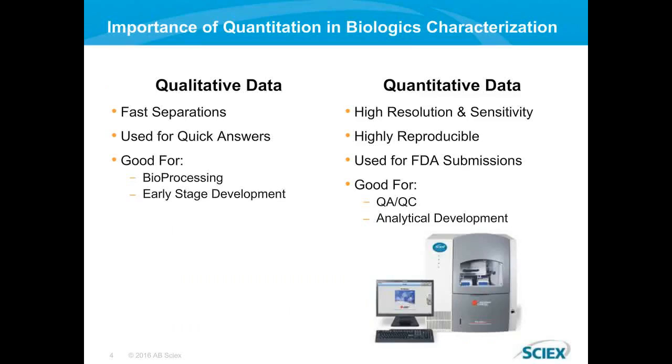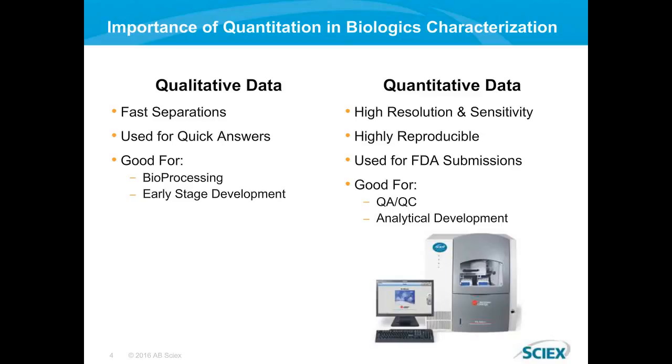So in general, we've got 2 buckets of data, qualitative and quantitative. The qualitative bucket is usually where we see faster separations to give you those quick answers. You're generally looking for higher throughput, and it's used earlier in the development cycle. It's really just meant to give you those sort of go, no-go decisions. On the other side, we have quantitative data. Quantitative data requires a couple of things, namely high resolution, high sensitivity, and highly reproducible assays.